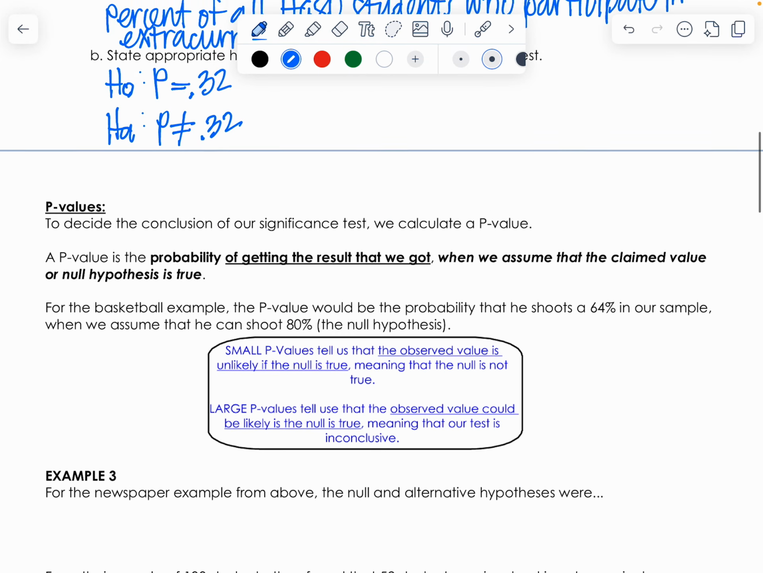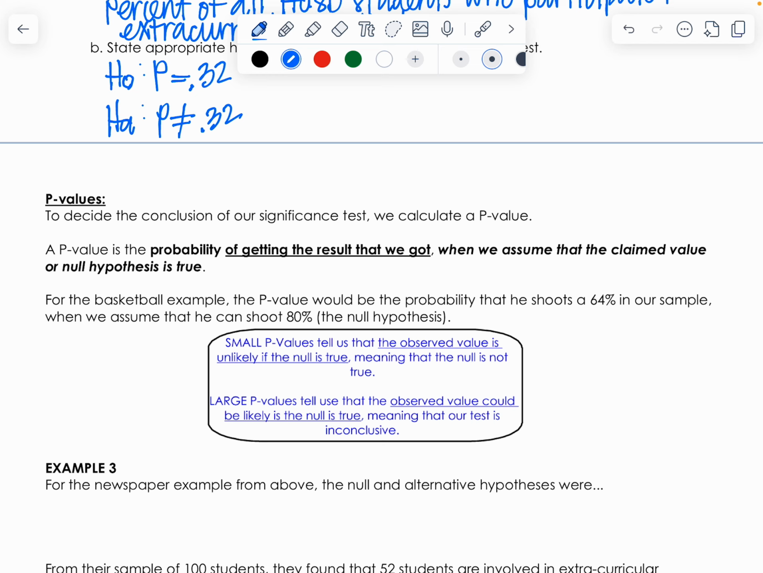Now we're going to jump all the way to one of the last steps, which is p-values. We use p-values to decide the conclusion of our significance test, and it is something that we calculate. The p-value, this is a really important definition, is the probability of getting the result we got when we assume the claimed value is true. So for the basketball example, the p-value would be the probability he shoots a 64%, getting the result we got, when we assume he can actually get an 80%.